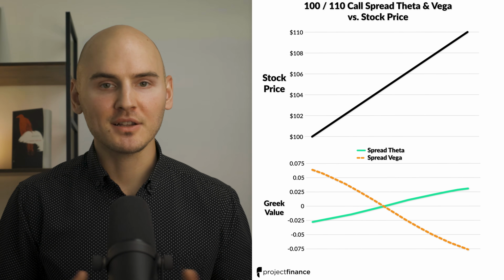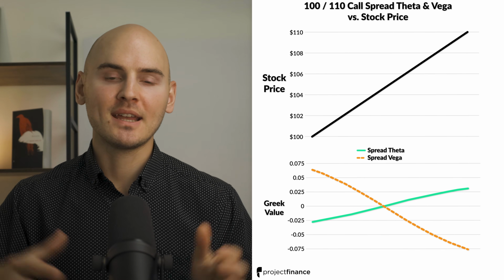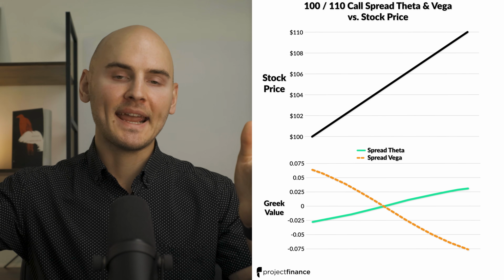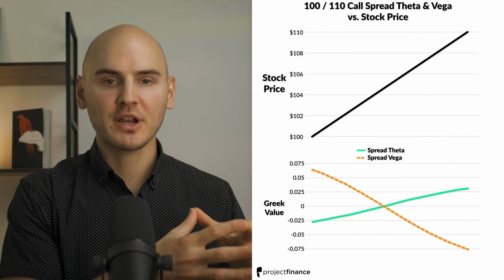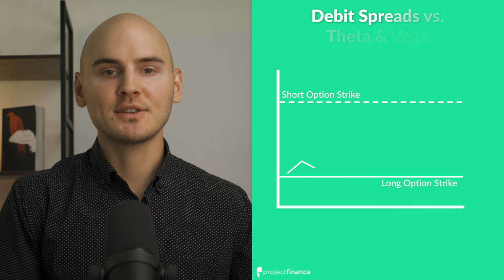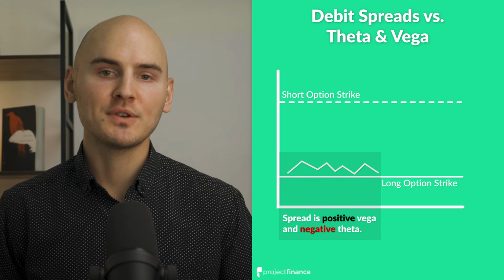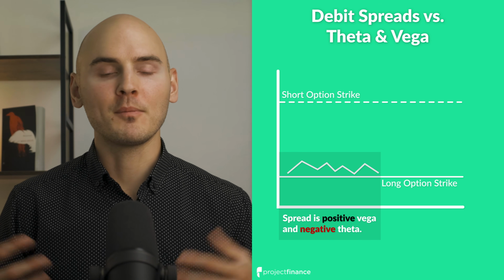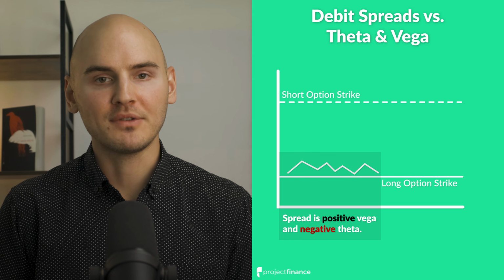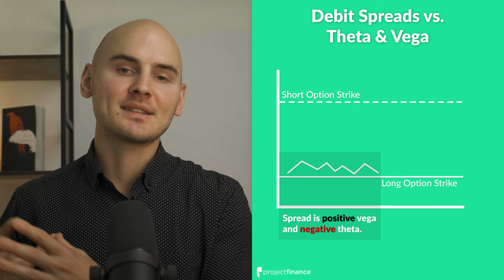What this means in plain English is that if I buy a call spread with the strike prices of 100 and 110, meaning I buy the 100 call and short the 110 call, if the stock price is near the long call strike price of 100, my spread is going to have negative theta and positive Vega, meaning that I will lose money from the passage of time and I will gain value or profit from increases in implied volatility. Or if implied volatility falls, I will lose even more money as implied volatility is falling and time is passing.